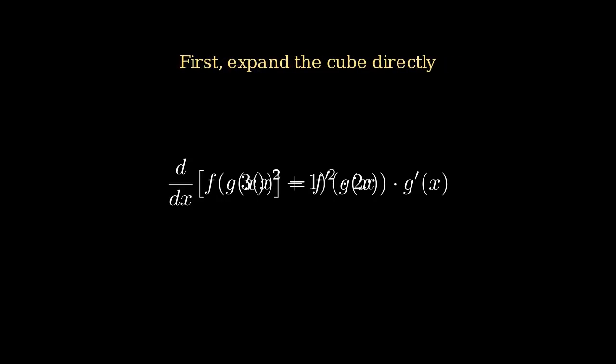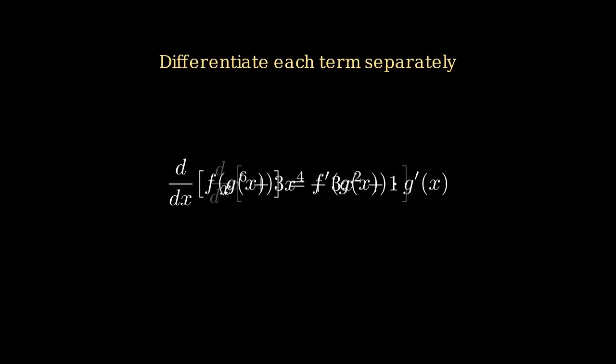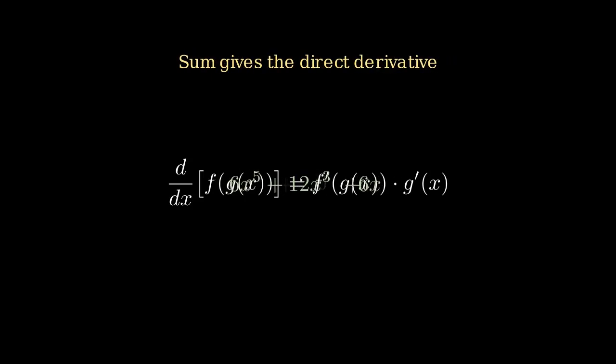First, the direct method. We expand the quantity x squared plus 1 cubed term by term. This gives x to the 6th plus 3x to the 4th plus 3x squared plus 1. Now differentiate this expanded polynomial term by term. The derivative of x to the 6th is 6x to the 5th. The derivative of 3x to the 4th is 12x cubed. The derivative of 3x squared is 6x. The derivative of the constant 1 is 0. So the direct derivative equals 6x to the 5th plus 12x cubed plus 6x.